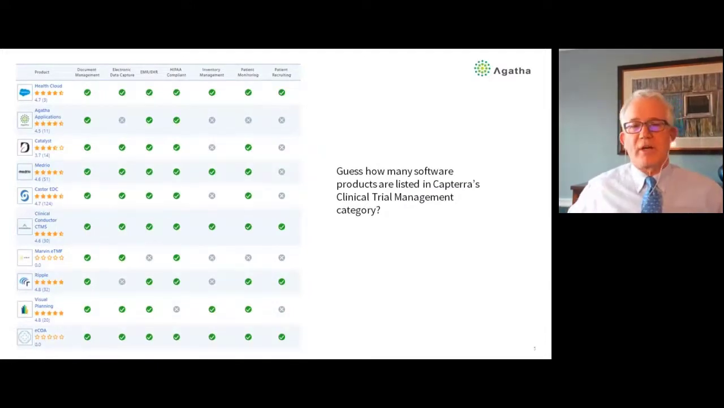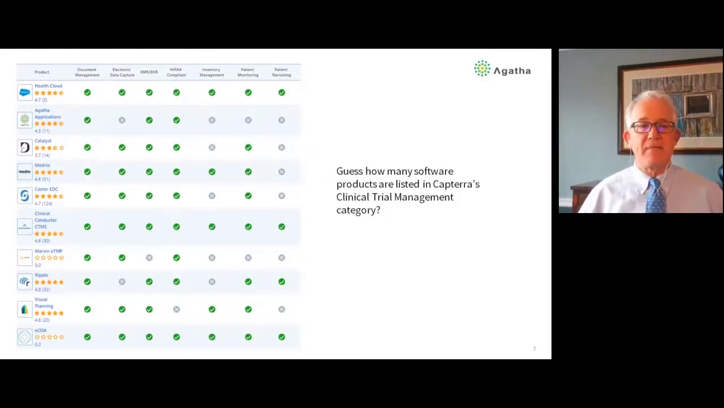So just as a quick fun thing, guess how many software products are listed in Capterra's clinical trial management category. Capterra is a software review and rating product. So you can go to Capterra and say, tell me about products in a software category like payroll software. And it will give you a list of different products and you can rate them and compare them, as this comparison shows on the screen. In fact, this comparison on the screen is for clinical trial management software. And they don't mean CTMS in particular, they mean, broadly speaking, software for clinical operations.